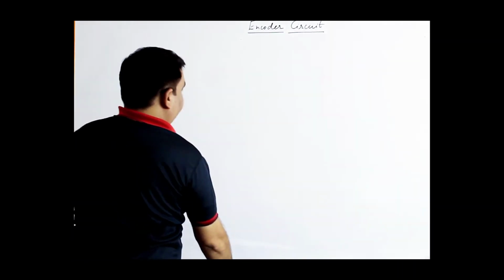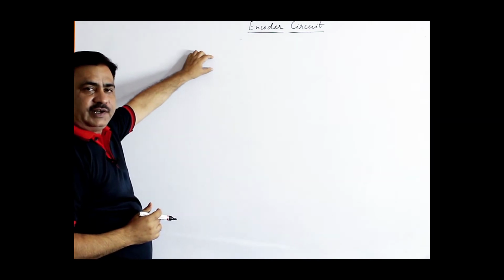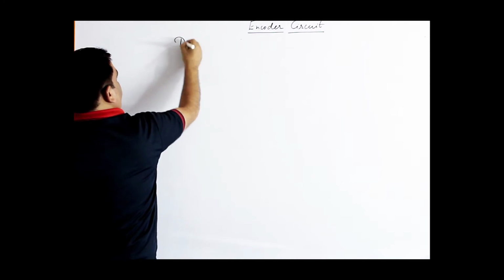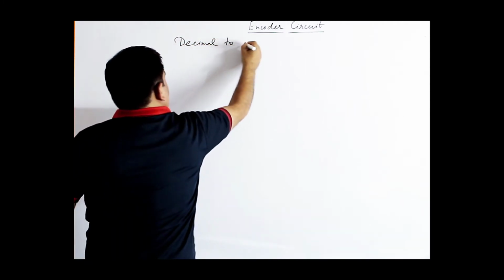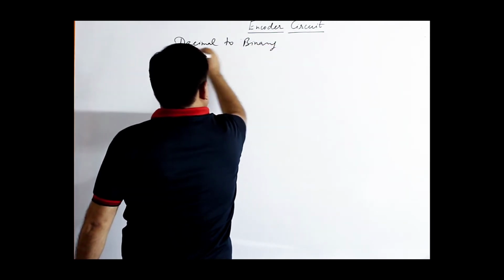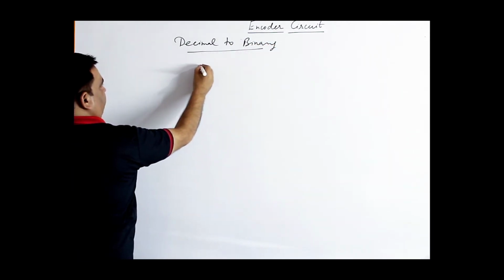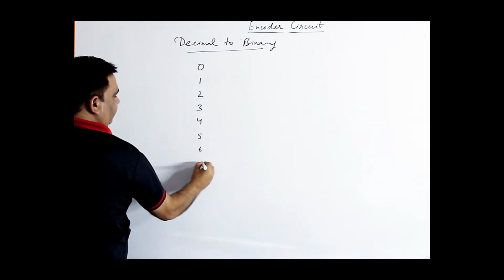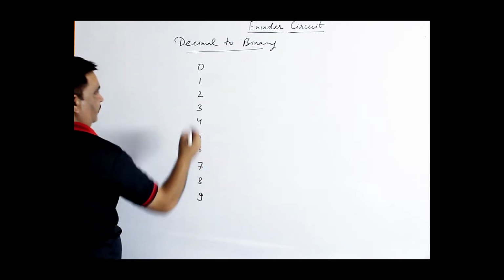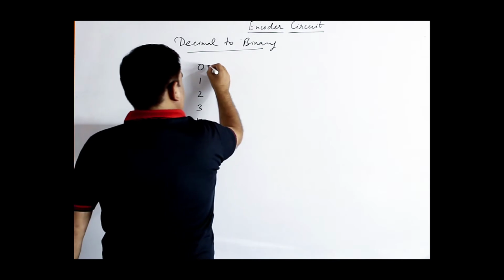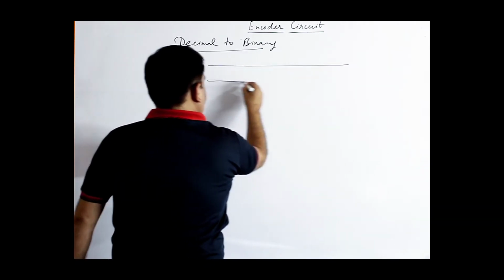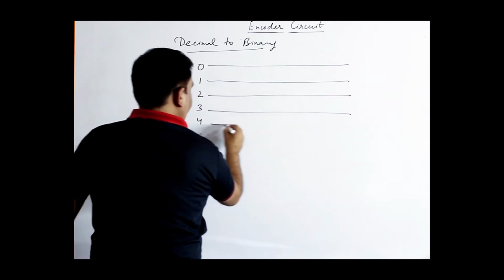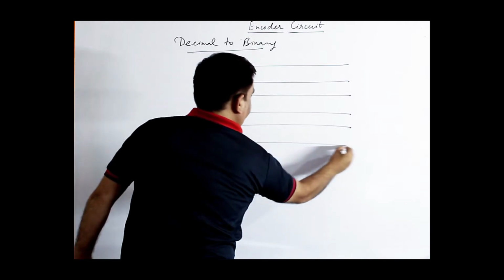There are three types of encoder circuit: octal to binary, decimal to binary and hexadecimal to binary. I am going to explain the decimal to binary encoder circuit. First of all take all the decimal or denary numbers 0, 1, 2, 3, 4, 5, 6, 7, 8, 9. These are the decimal numbers. So let us draw the circuit of decimal to binary.